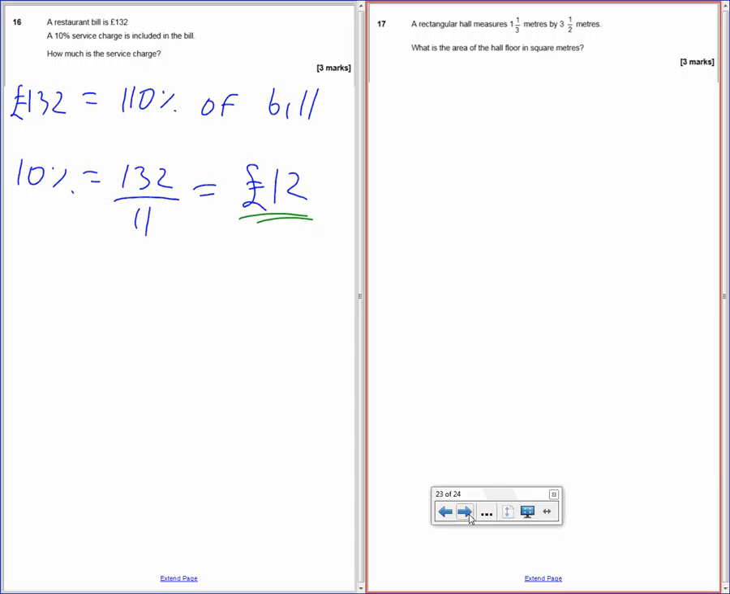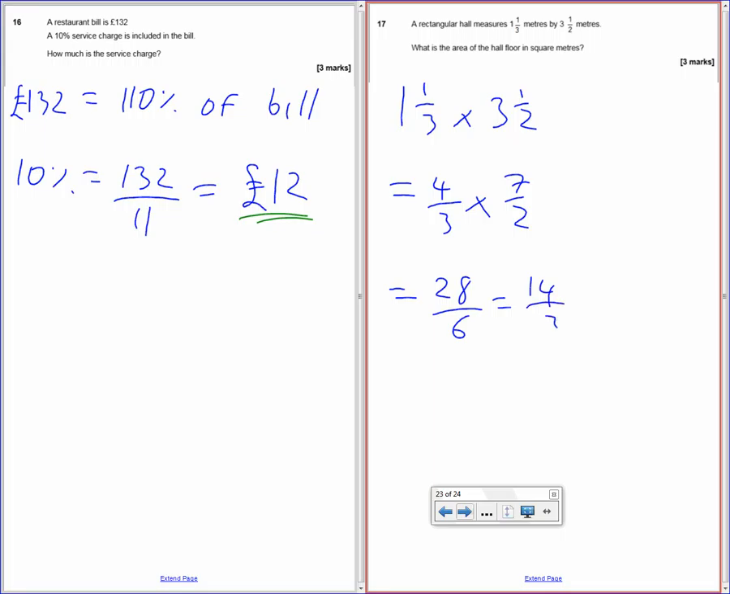Last question, area of a floor. It's a rectangular floor, so all we're doing is multiplying together two fractions. So it's 1/3 times 3.5. Then just like the division one we did, convert them to improper fractions, and then do numerator times numerator, denominator times denominator. And that simplifies down to 14 thirds, which would have got you all the marks. We could have also put it as 4 and 2 thirds.